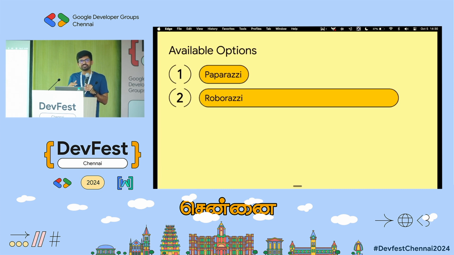Roborazzi is the Paparazzi version, but with Robolectric. For those of you who are not familiar with Robolectric, it's a framework that lets you mock a lot of the Android framework itself. It's very easy to write tests without having to run them on a physical device. Because if you've written tests, you know that you cannot use things like context, shared preferences, and a bunch of other things in your unit tests. Robolectric kind of emulates that and lets you do that.